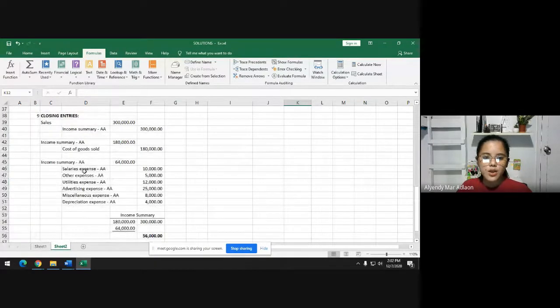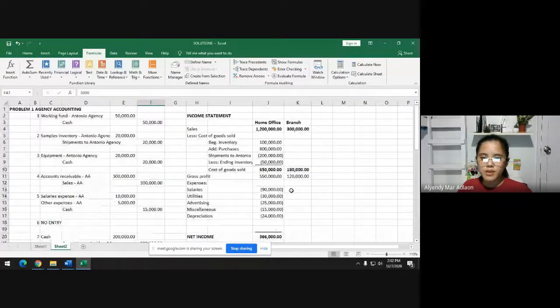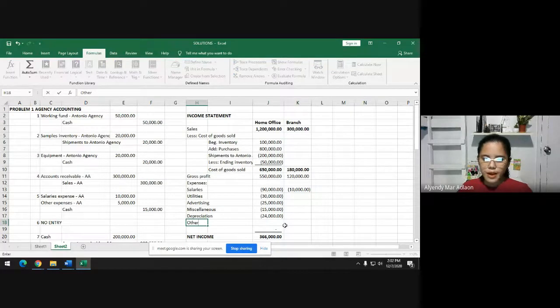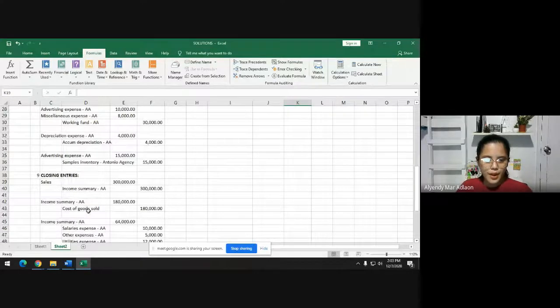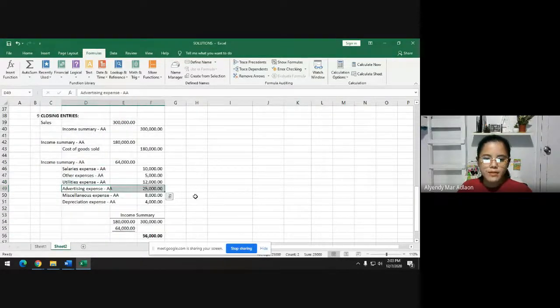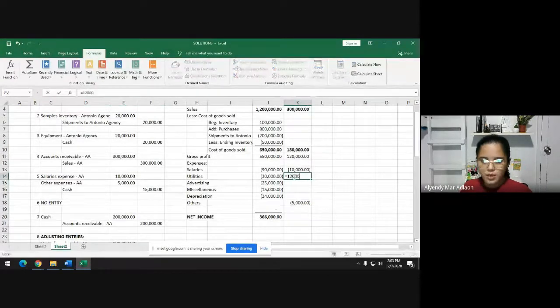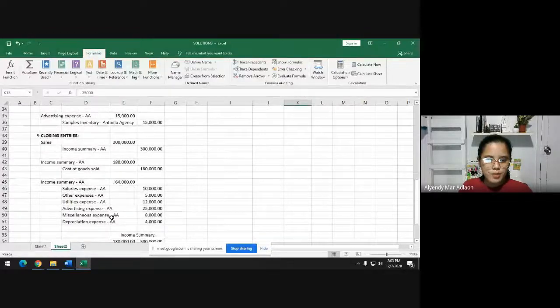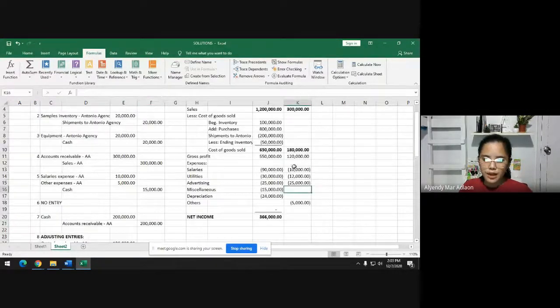For the expenses, you have their salaries 10,000, other expense 5,000. So salaries 10,000, and we will add here other expense, 5,000. Then you also have utilities 12,000, advertising 25. Okay, utilities 12,000, advertising 25. And then another one, miscellaneous 8,000, depreciation 4,000. So how much is our net income?